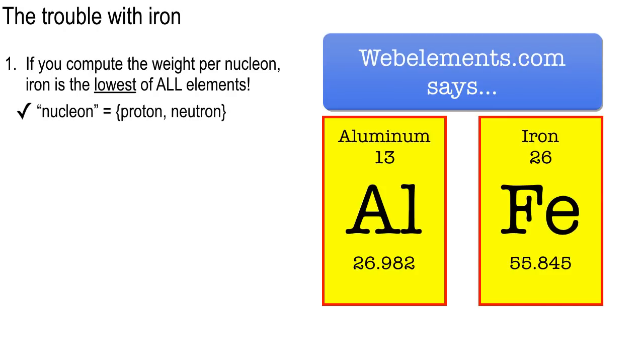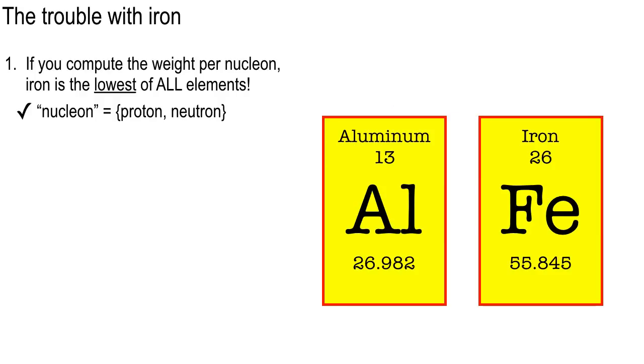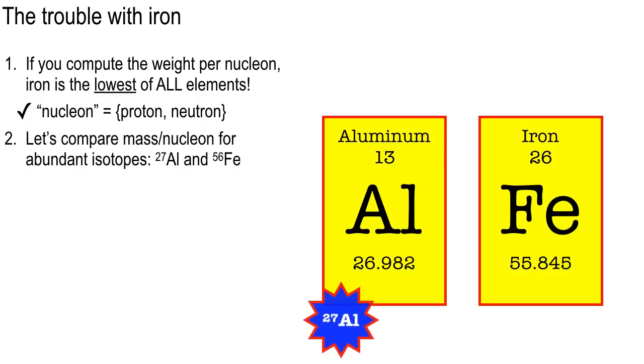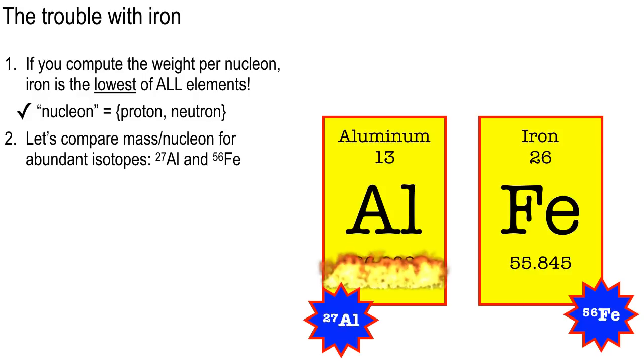And just to review, nucleon is the generic term for either a proton or a neutron, the stuff inside the nucleus. Now, we're comparing aluminum 27 and iron 56. What that means is that's the mass. Aluminum has 13 protons, iron has 26 protons, but the isotopes have various numbers. Aluminum 27 and iron 56 are what we're looking at here.